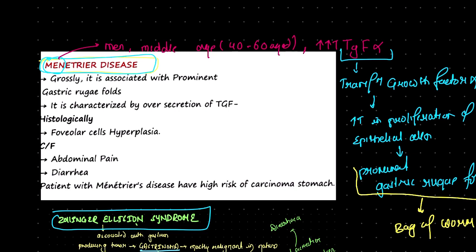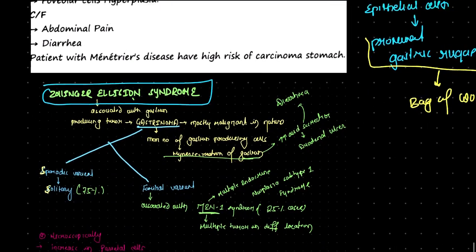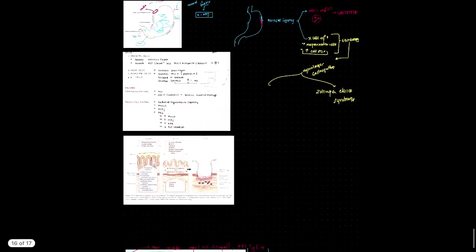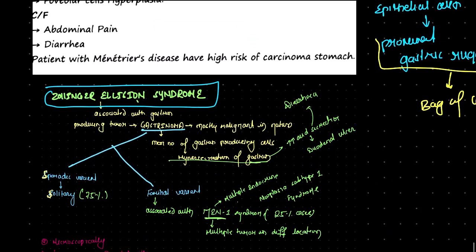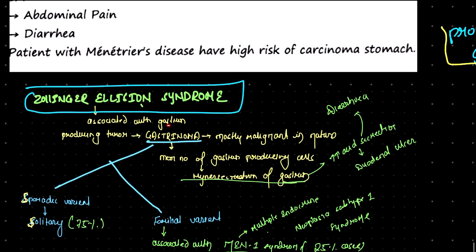Now moving toward Zollinger-Ellison syndrome. What we will find here is that it is associated with a gastrin producing tumor. So it is known as gastrinoma. It is mostly malignant in nature, but sometimes it also appears as benign.